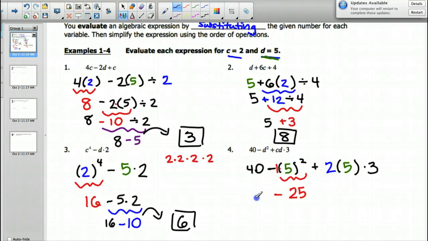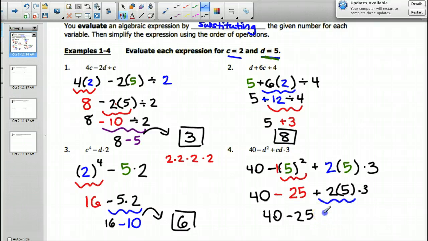I'm going to bring down my 40 right here. So now I have 40 minus 25 plus 2 times 5 times 3. Now that I've done my exponents, I'm going to do my multiplication next. So 40 minus 25, I'm just going to leave that alone. My multiplication step is going to be right here. I've got positive 2 times positive 5, which is positive 10 times 3.